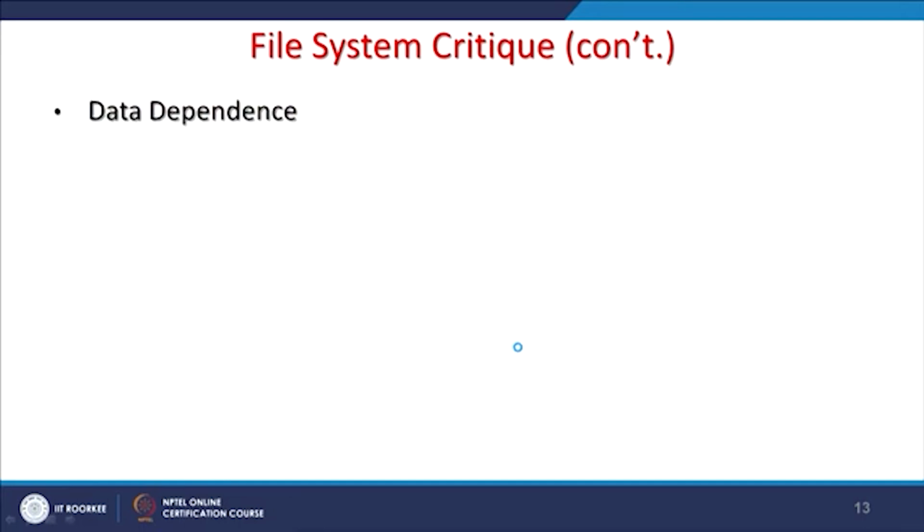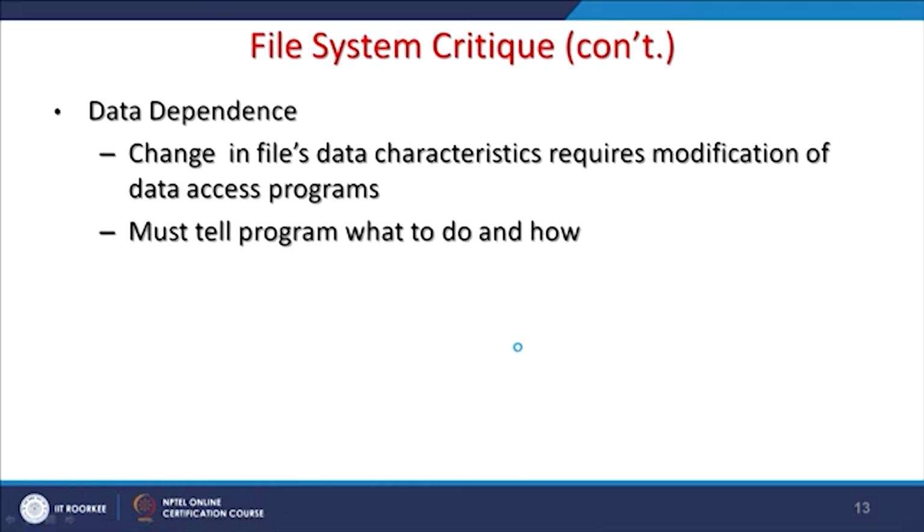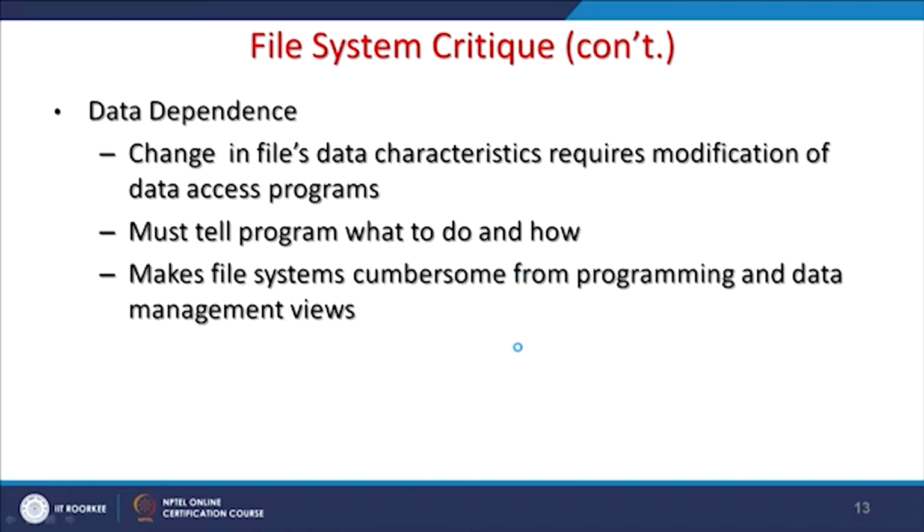Now this file system is also data dependent, and if any change occurs in the characteristics of data, modifications are also required in the data access programs, which are third generation. Everything has to be told to the program: what to do and how to do it. File systems are cumbersome from programming and data management views. Each file is lying in isolation, maybe in different folders, but still it is not a well organized database management system.